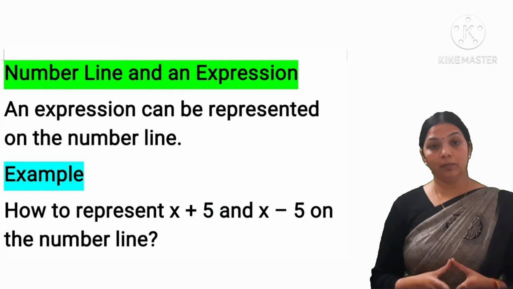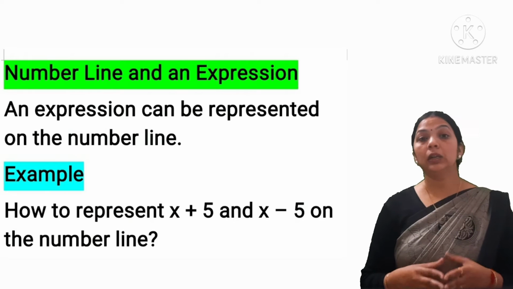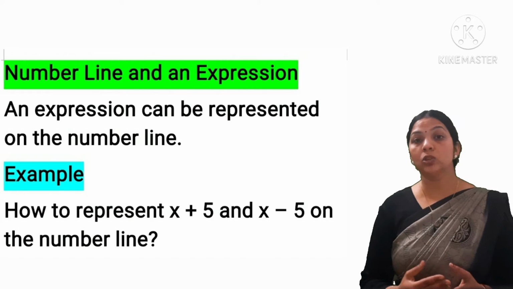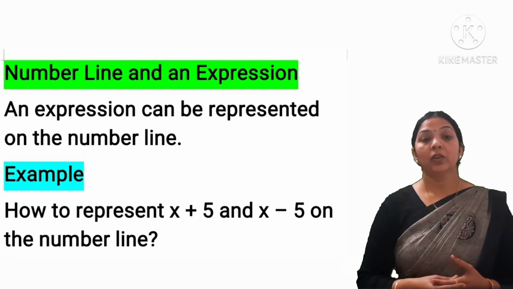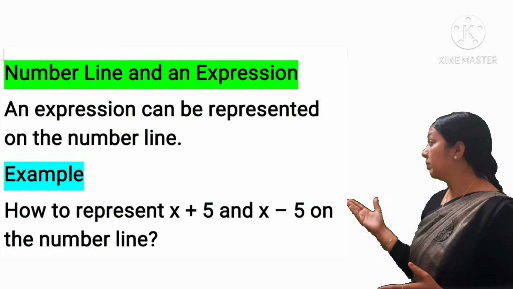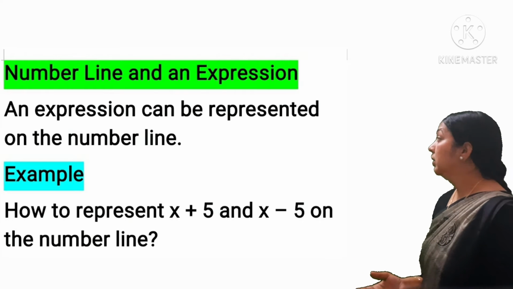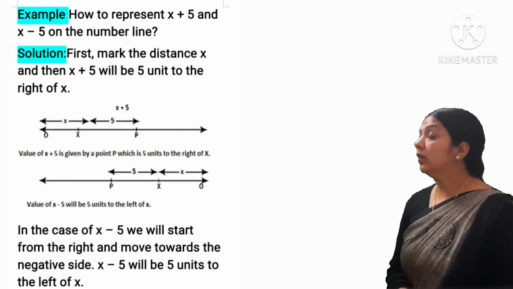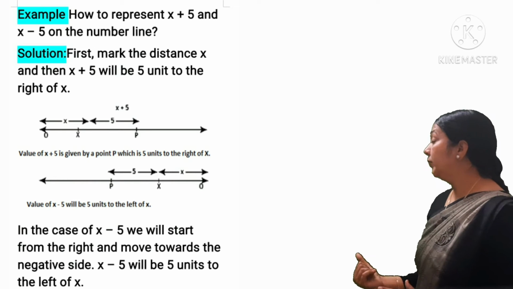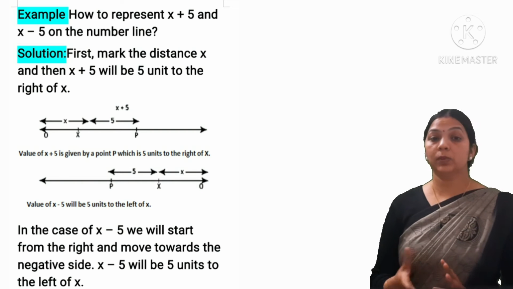Next one is number line and expression. An expression can be represented on the number line. So an algebraic expression can be expressed on the number line also. For example, if we want to represent x plus 5 and x minus 5 on the number line, how will we represent it? See this. In the given figure, first we will mark the distance x and then x plus 5.